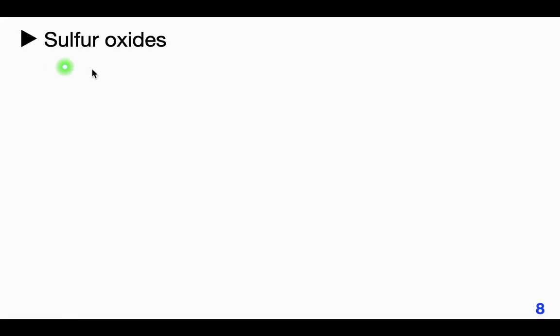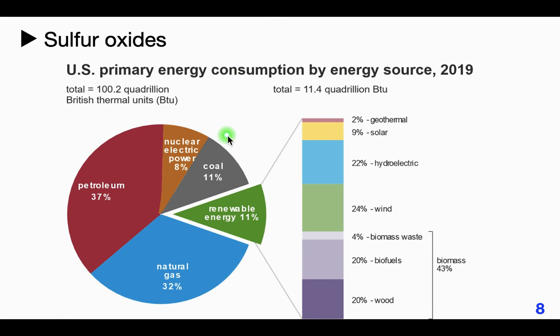Now let's look at sulfur oxides. You don't need to copy this down, but since our focus, as we'll see, is coal burning, you can see that coal burning is not really too large a percentage of the overall sources of energy in the United States. This is from 2019. So 37% from oil, gasoline, 32% natural gas, nuclear energy 8%, renewable, solar, hydroelectric, wind, etc., about 11%, and that's growing. That's a really booming industry.